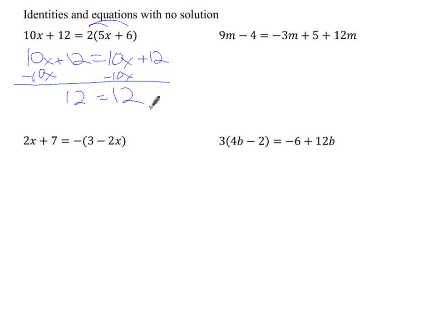12 does equal 12. Does 12 ever not equal 12? No. So this is always true. We wound up with an always true statement. What that means is I can take any value for x I want. I can take any number I want and plug it in right here, and I will get a true statement. It might not be 12 equals 12. It might be 4 equals 4 or something like that. But it will always be a true statement. And if it's always a true statement, then that means that the answer is all real numbers.